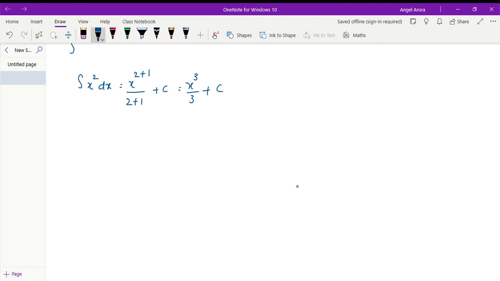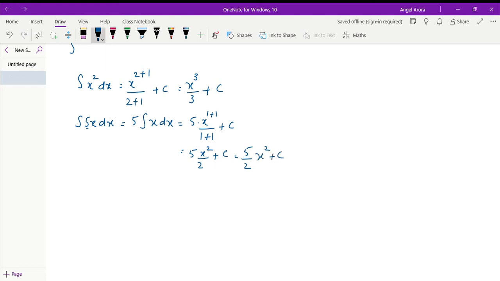What is the integral of 5x dx? 5 is a constant here. We can move 5 outside the integral. We can also write it like this: 5 integral of x dx. So it will be 5 into x raised to 1 plus 1 upon 1 plus 1 plus c. So it will be 5x square upon 2 plus c, or we can also write it like this: 5 by 2 x square plus c.